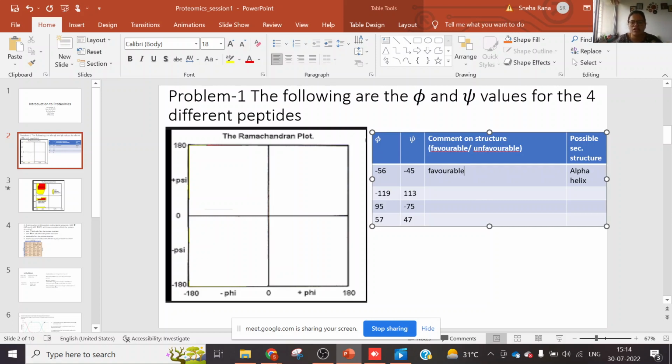Okay. Does anyone want to try the second, minus 119 and 113? You can use this plot to locate the region. This is the minus phi region, this is the plus phi region, this is the plus psi region, and this is the minus psi region. This will give you an idea of the location where these values will fall, and depending upon the location, you can decide whether it's a forbidden region or whether a particular structure is possible or not. That is why I have given the Ramachandran plot as a reference.